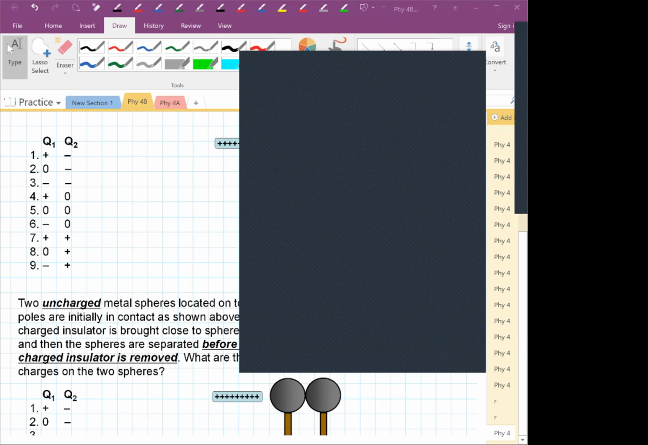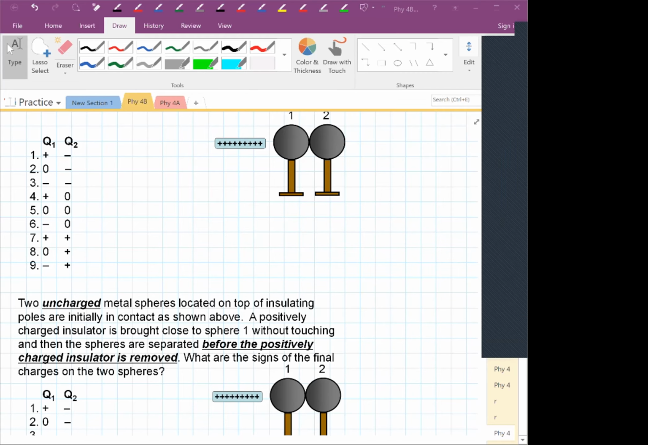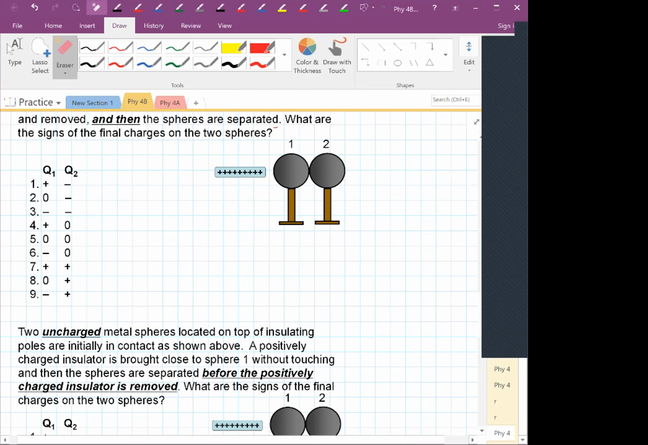And we'll see. So in the first case, most people said that they both remain neutral. And that's correct, because what happens is you bring in the charged object. While that charged object is there, some extra electrons move over, and what do they leave behind? Positive charges. But then when you remove this, those electrons want to get away from each other. They want to go back, spread out as evenly as they can. And so you end up with both of these being neutral.